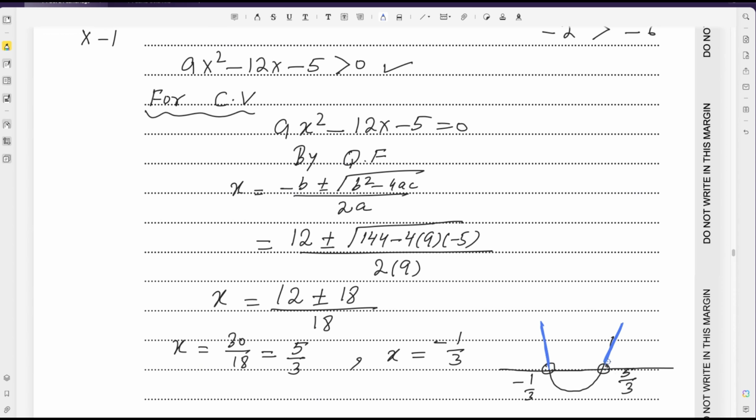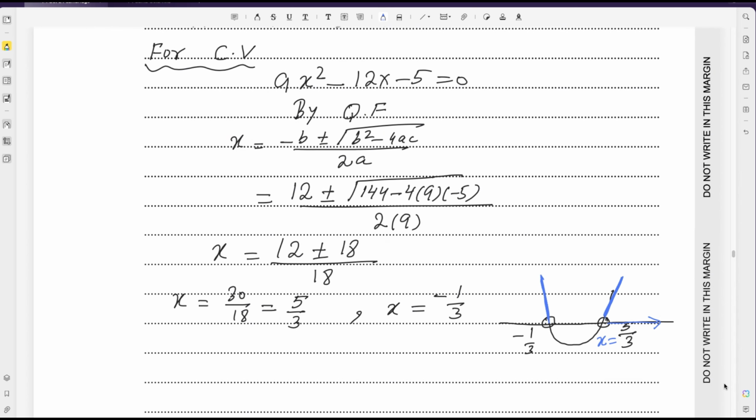All the values under this graph, these values are going that way. These are the values of x. In this way, this is the value of x equals 5 over 3. These values are going on the right side. Therefore we will write the answer as x is greater than 5 over 3, because the right side values of x will be greater than 5 over 3. This will be the one answer.